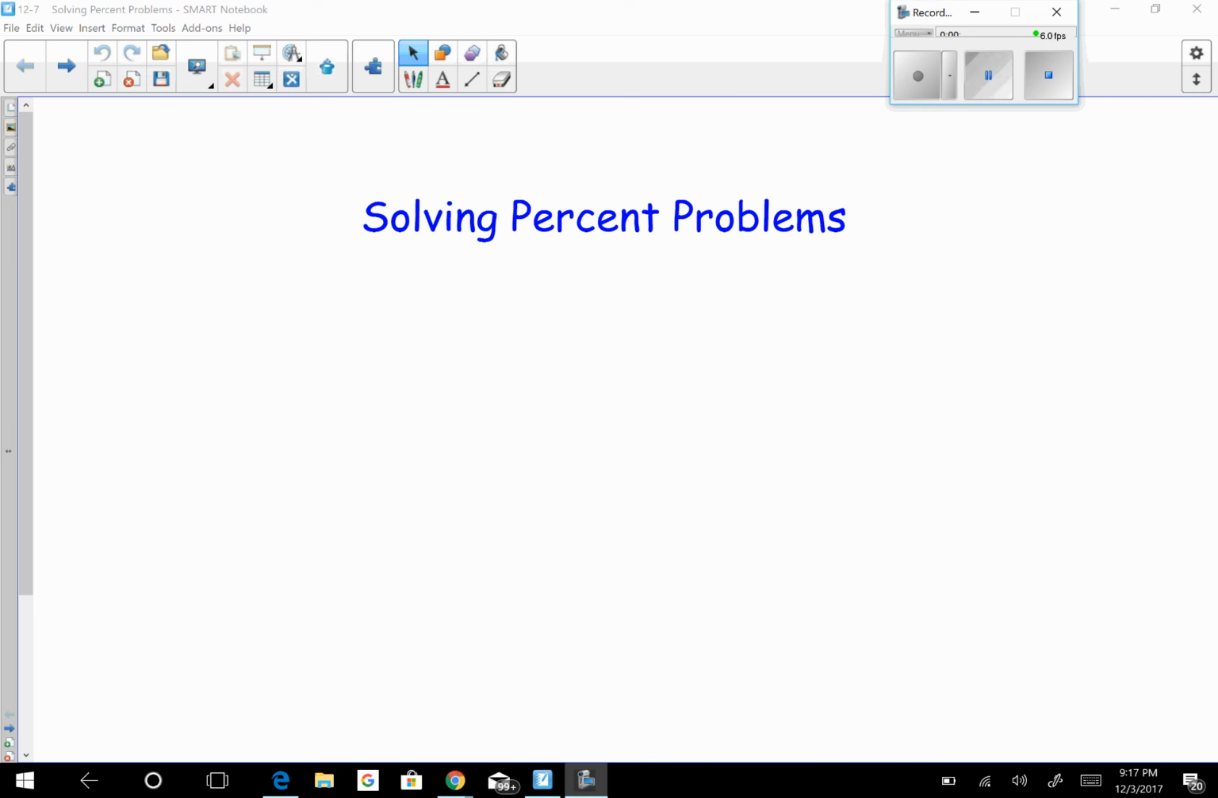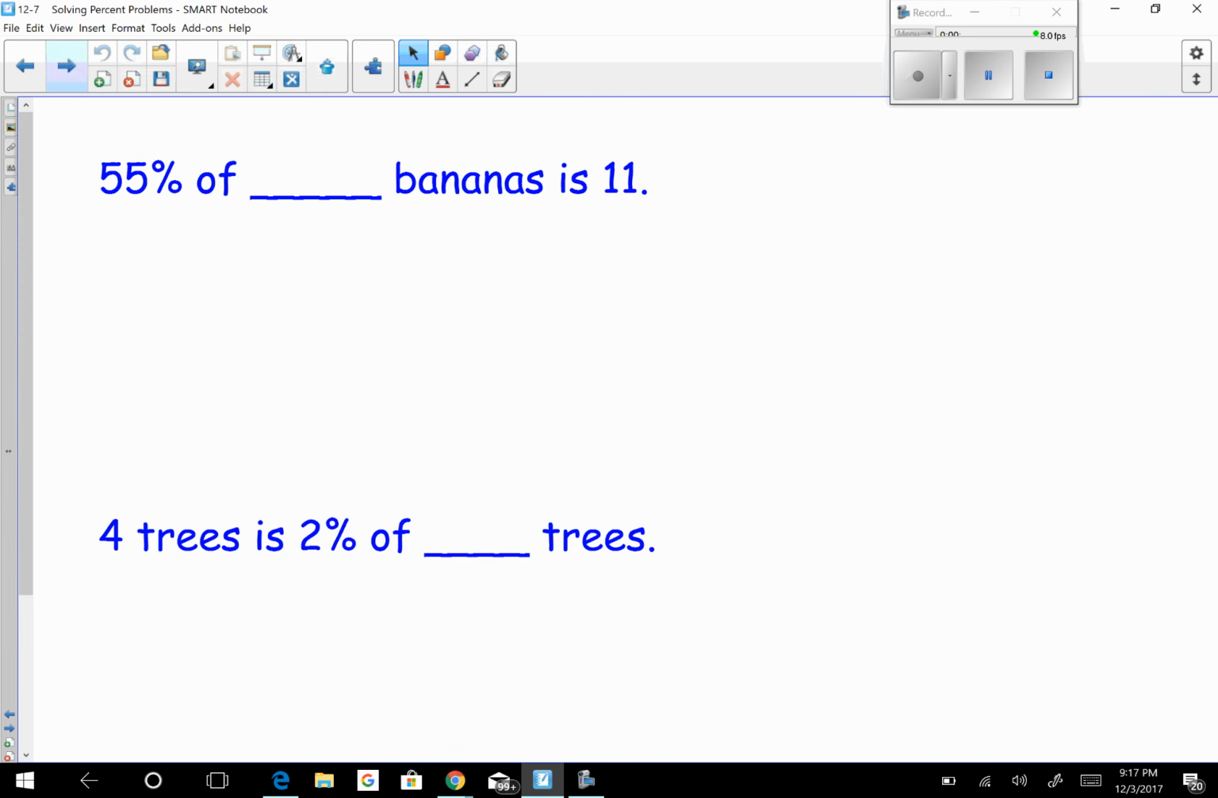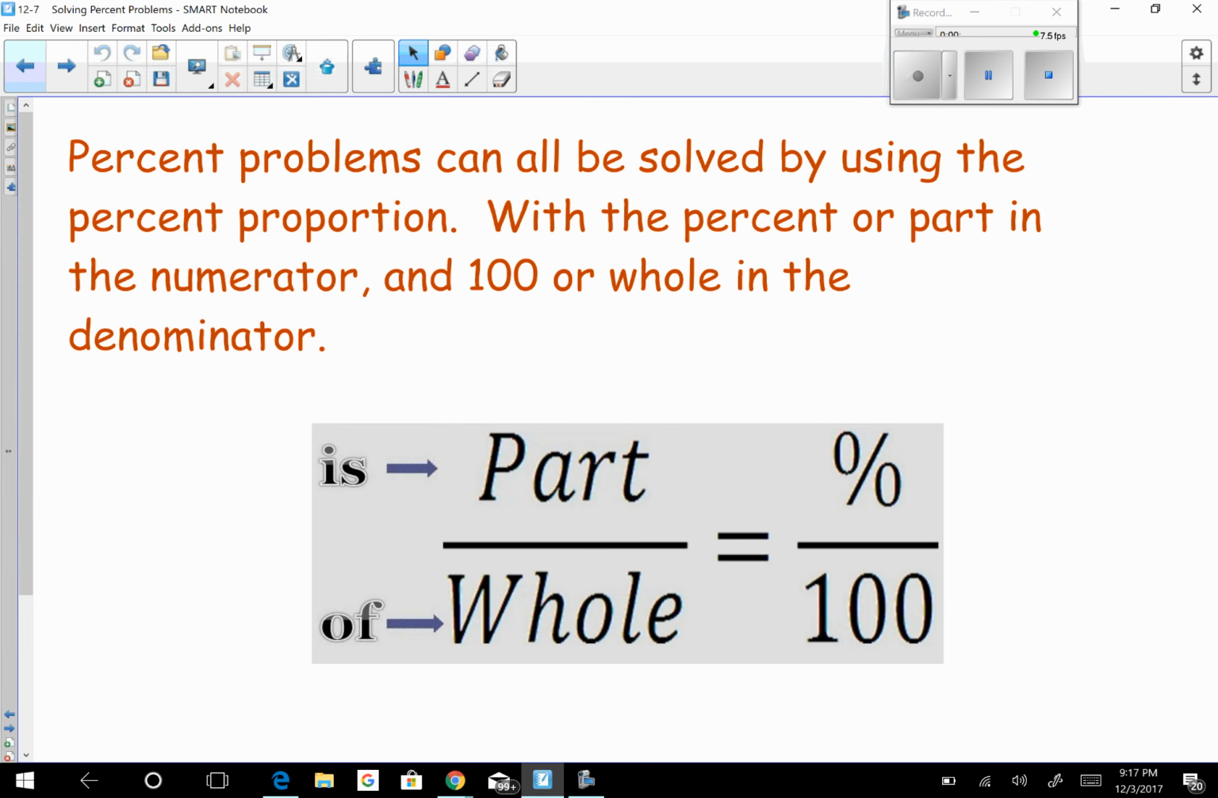All right, so we're going to be learning how to solve percent word problems. The way we do this is by using what is called the percent proportion. So your percent proportion, we got it right here. It's part over whole is equal to percent over 100. The word part, you'll often see that phrased as is. The word whole, you'll often see that phrased with the word of.